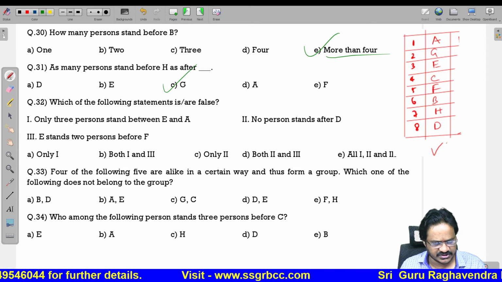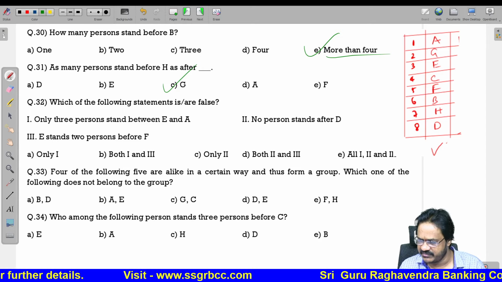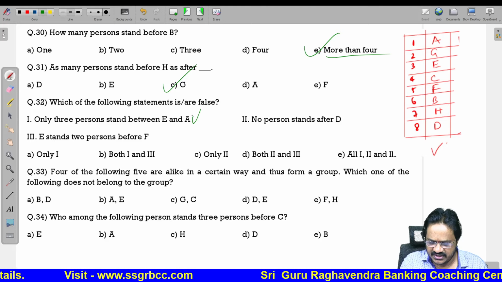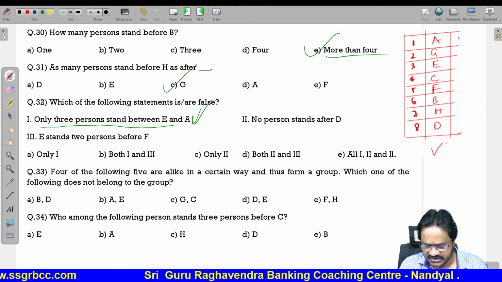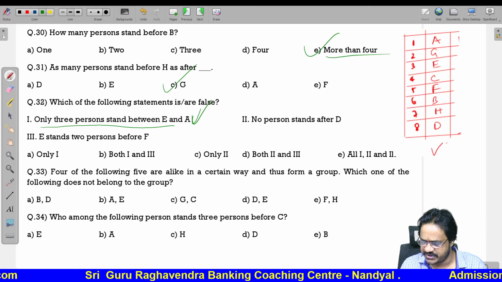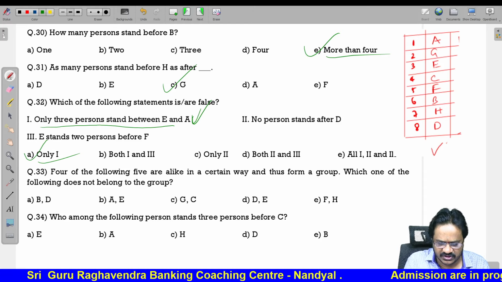Which of the following statements is false? Only 3 persons are there between E and A is definitely false. No person is after D. This is true only. E stands 2 persons before F. That is also true. So only 1 is false.